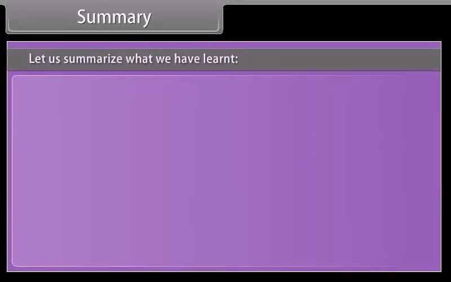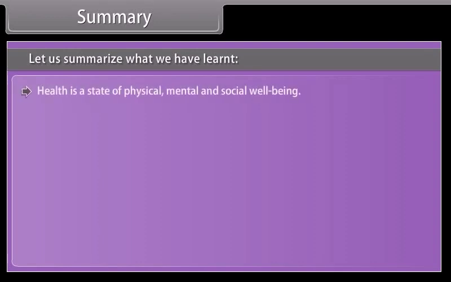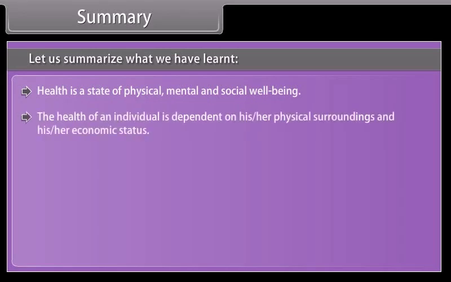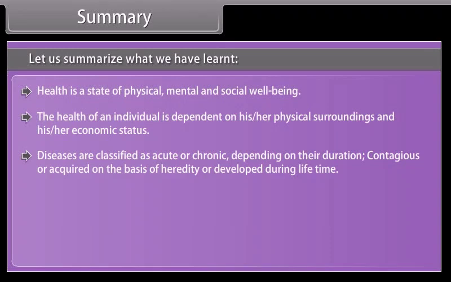Summary. Let us summarize what we have learned. Health is a state of physical, mental, and social well-being. The health of an individual is dependent on his or her physical surroundings and his or her economic status. Diseases are classified as acute or chronic depending on their duration, congenital or acquired on the basis of heredity, or developed during lifetime. Disease can be from infectious or non-infectious causes.